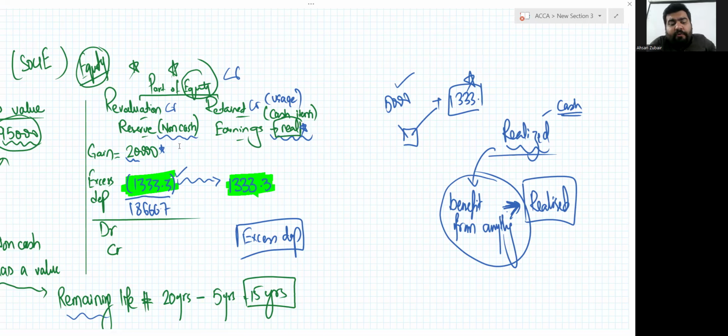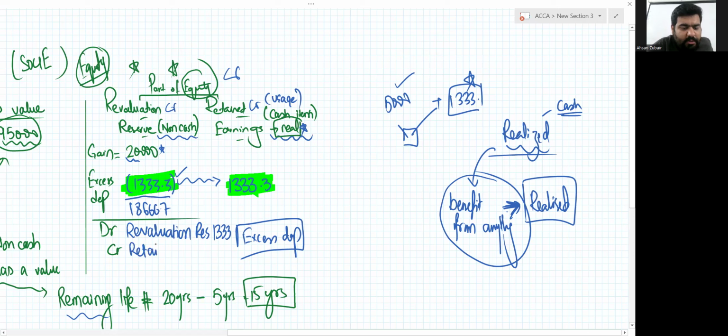Simple. So what you have to do is debit the revaluation reserve account by the amount of 1,333 each year, because each year 1,333 is excess depreciation. And what will we credit here? Retained earnings, because retained earnings is also equity. So retained earnings is credited 1,333.